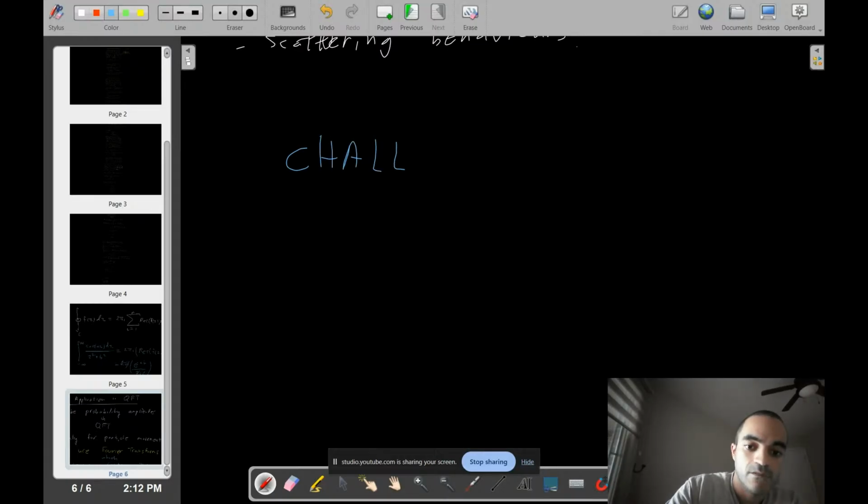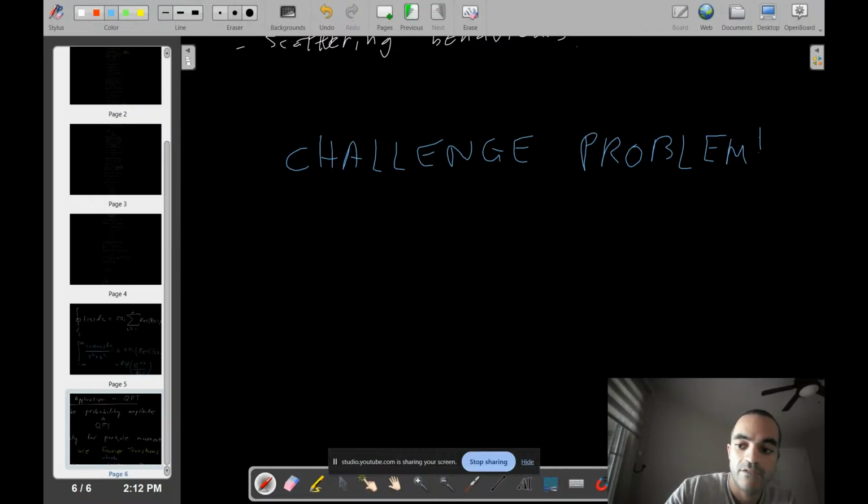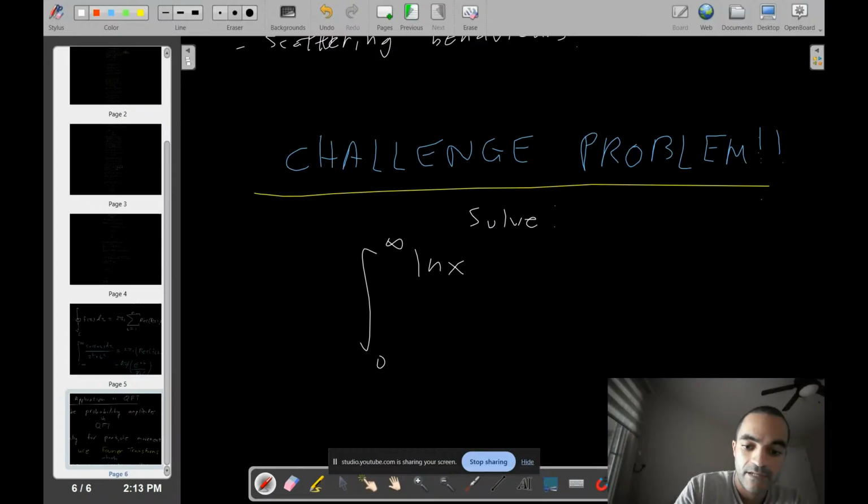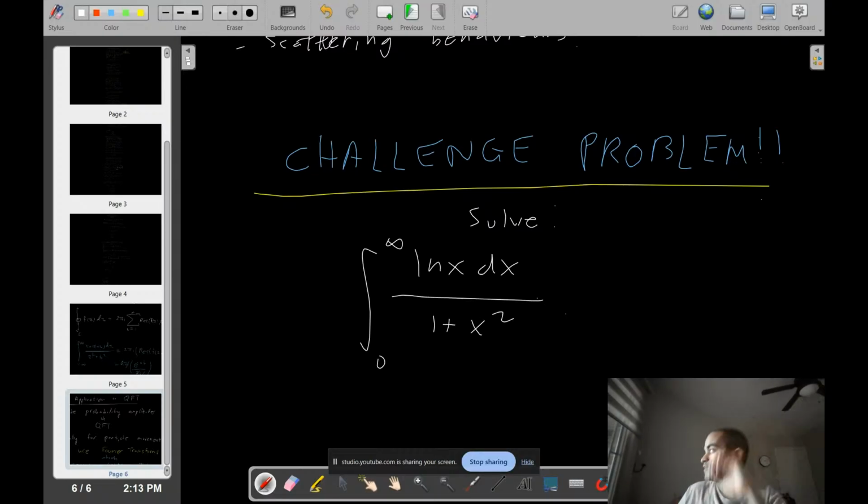Challenge problem, for those of you who really want a hard problem. Multiple ways of doing this, but I want you guys to do it only using contour integration, okay? Solve the following: the integral from 0 to infinity of ln of x dx divided by 1 plus x squared, using contour integration. That is your challenge. So I'll give you guys a moment to write that down.